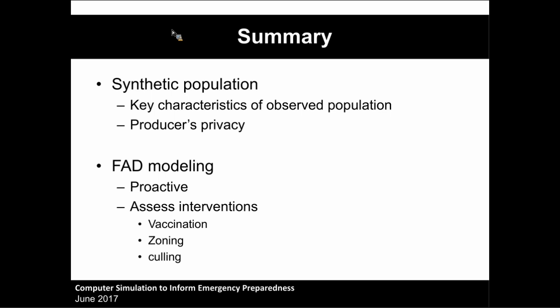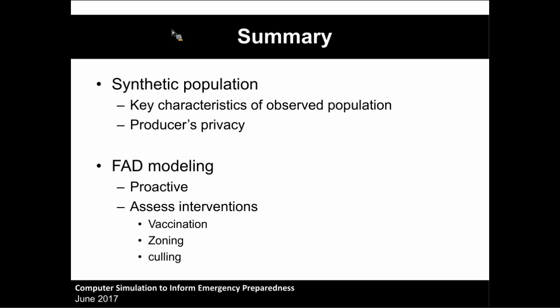In summary, we generated a synthetic population that captured the key characteristics of the observed population and also preserved the privacy of the individual. These points do not lead back to the individual producer; rather, they give us an estimate of how the swine farming population is structured here in Ontario.